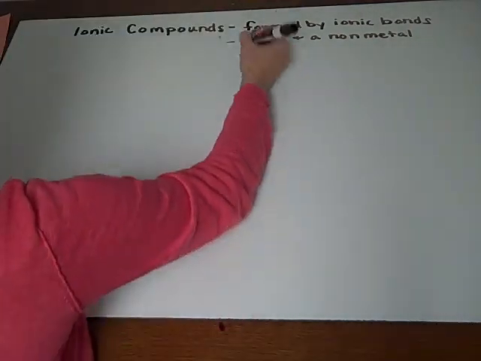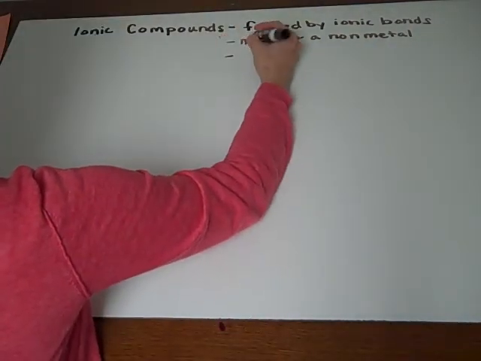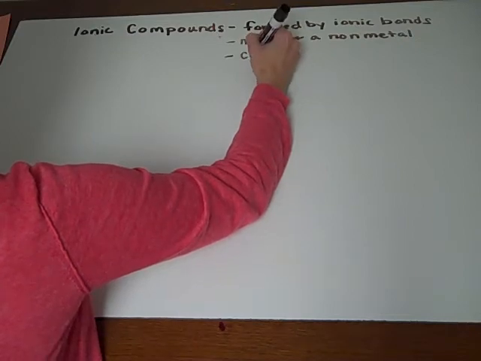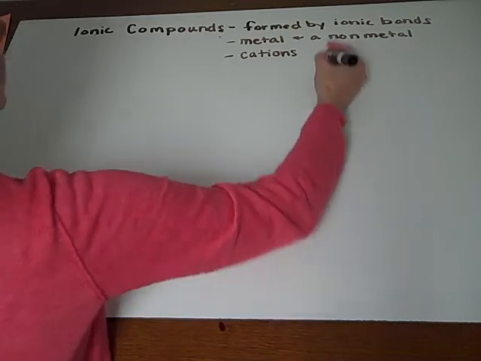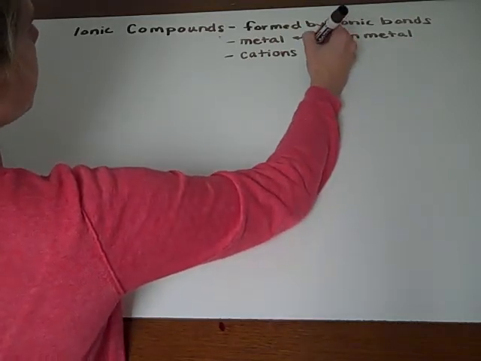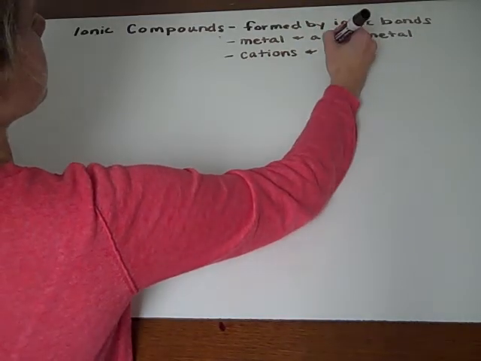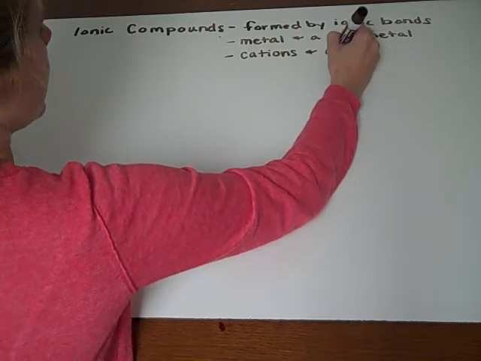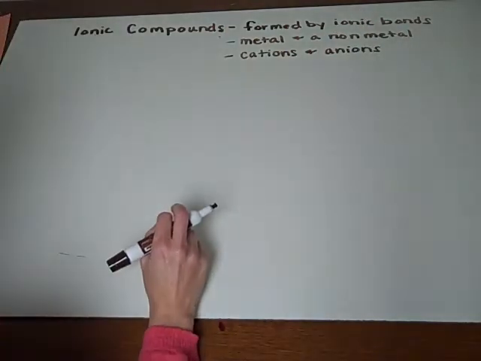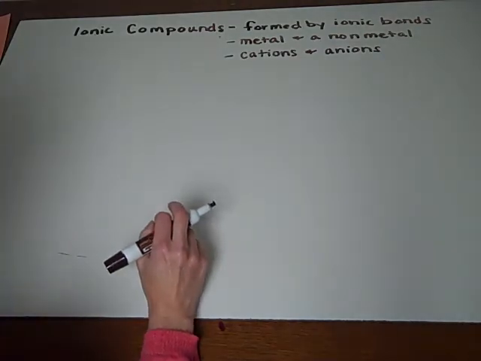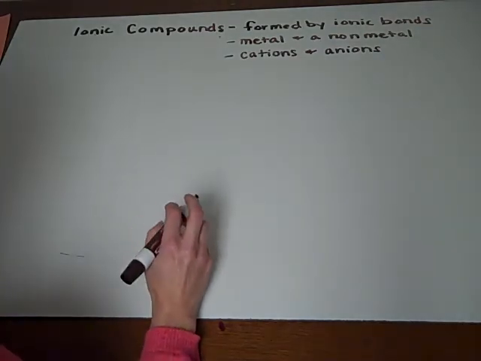Okay, and for metals, when they form ions, they form cations, right? Because they want to give up electrons, want to give them away, and our nonmetals form anions. So we can say ionic compounds form between a metal and a nonmetal when they become cations and anions.